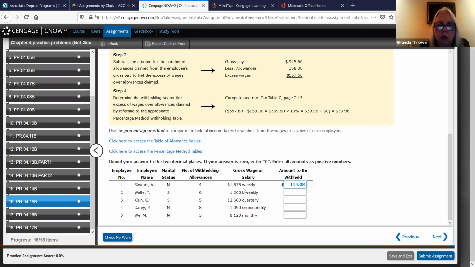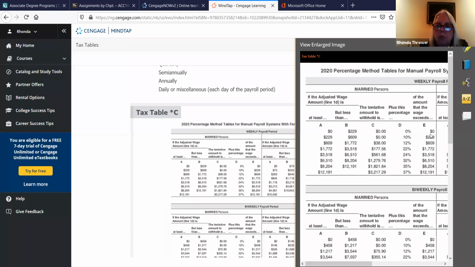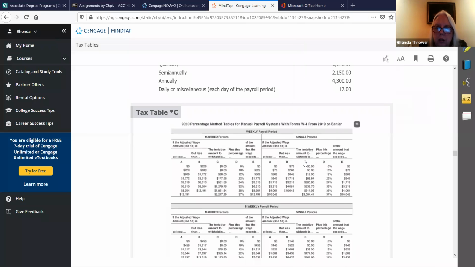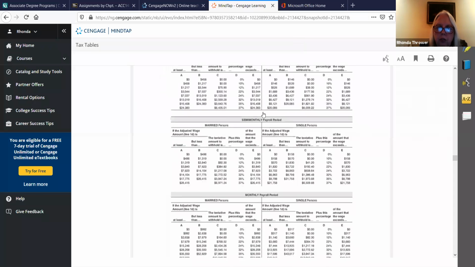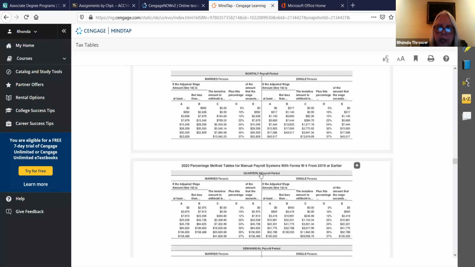The only difference is you got to find the tax table that's bi-weekly for this one, quarterly for this one, semi-monthly, and monthly for this one. So in the percentage method, they start with the weekly amount here for table C. If you scroll on down, you can see that we've got the bi-weekly payroll period here, the semi-monthly payroll period here, monthly, and you keep scrolling, and it's got quarterly.